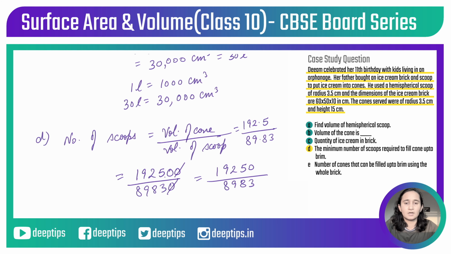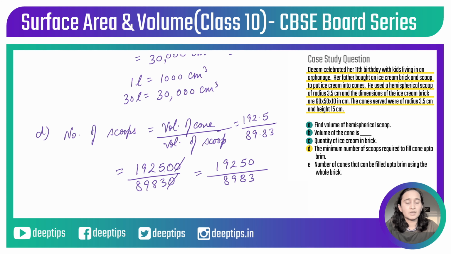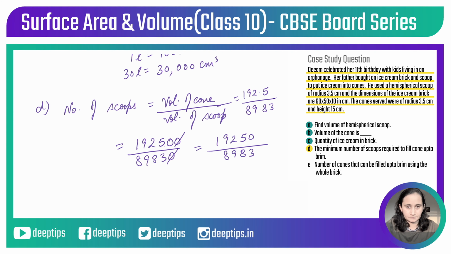Of course you can divide it and find the answer, but in exam you will be having the options also, correct? Here I have not given the options because we are solving it and I have limited space, but in question paper you will have A, B, C, D, 4 options and you have to choose the correct one. So how do we reach that closest correct answer? Here in the numerator I have 19,250 and in denominator 8,983, and my 8,983 is very close to 9,000.